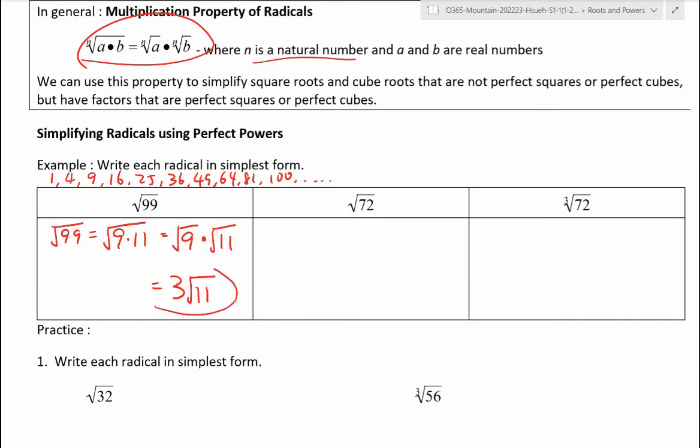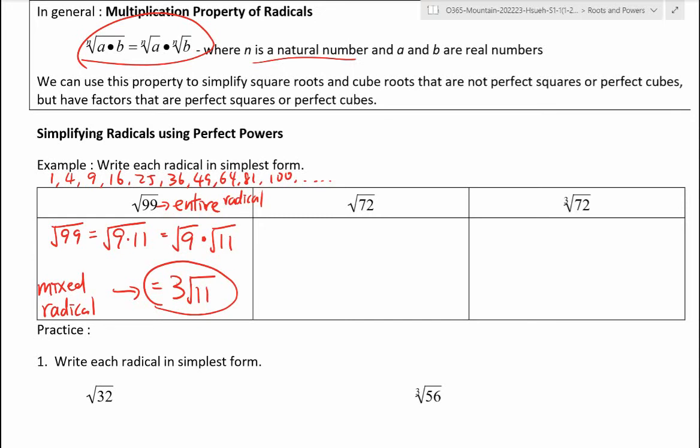Now, this is what we call a mixed radical, because it's mixed with a whole number and a radical. And this is what we call the entire radical, because there's nothing else other than just the radical. There's no whole number in the front. So this is called an entire radical, and this is called a mixed radical.